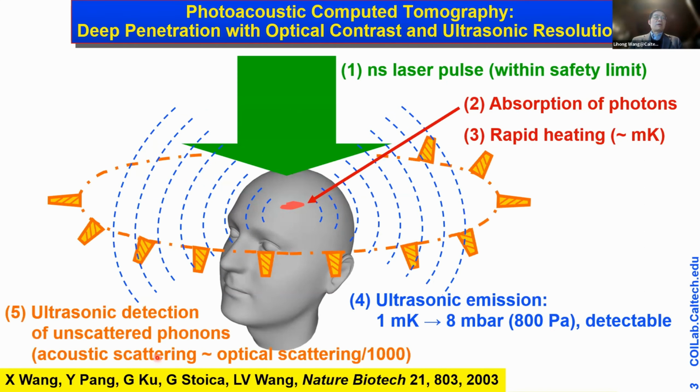Because acoustic scattering is orders of magnitude weaker than optical scattering, we can form a very sharp image by using image reconstruction. However, the contrast is from light absorption, so we're combining optical contrast with ultrasonic resolution in a single imaging modality, where pure ultrasound imaging cannot do, or pure optical imaging cannot provide the depth.